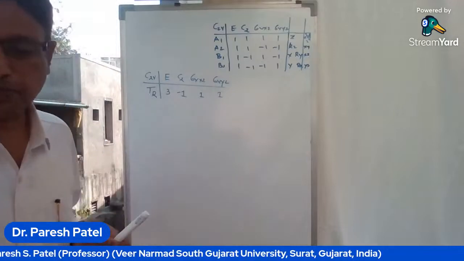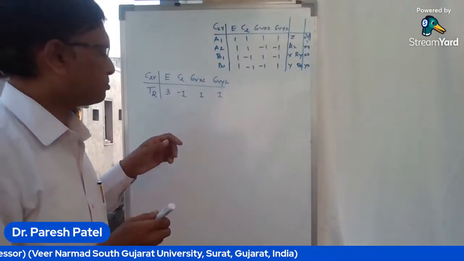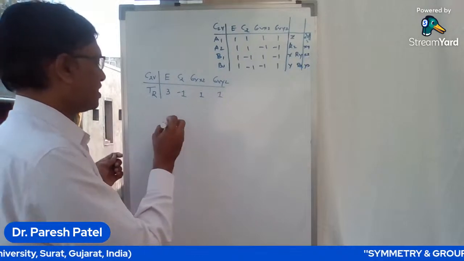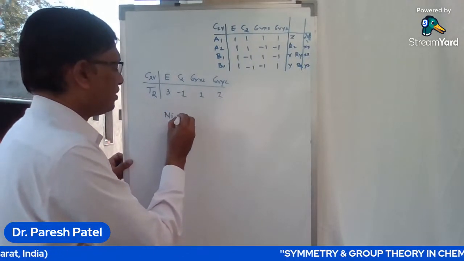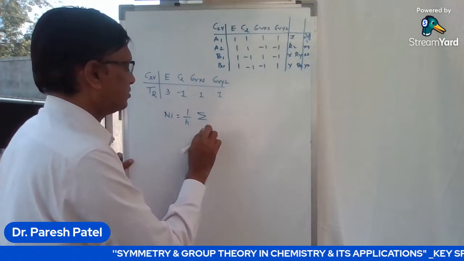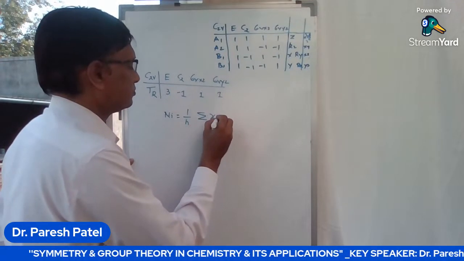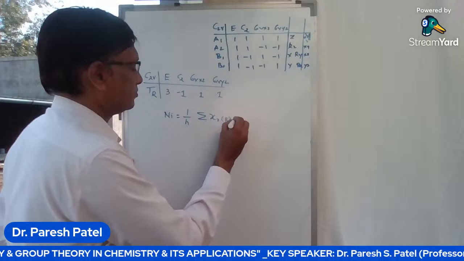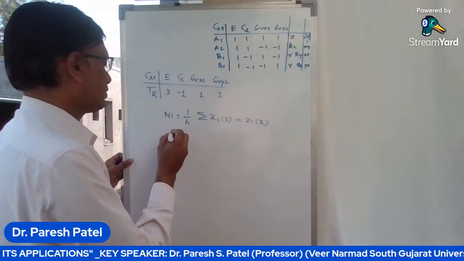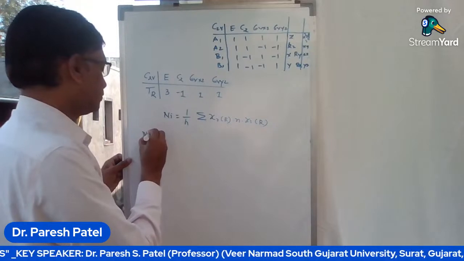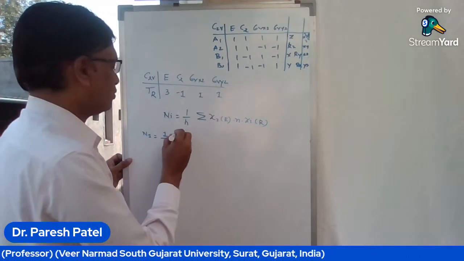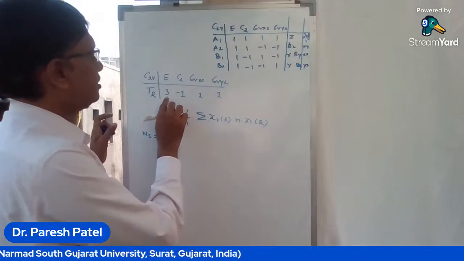So this is the reducible representation. We can reduce this reducible representation into irreducible representations with the help of the relation between reducible and irreducible representations. So here N1 is equal to 1 by 4, where the order of the group for the water molecule is equal to 4.